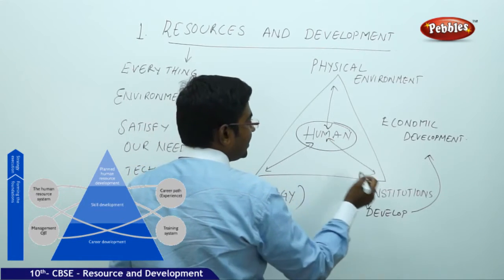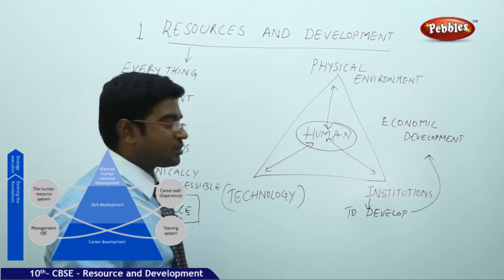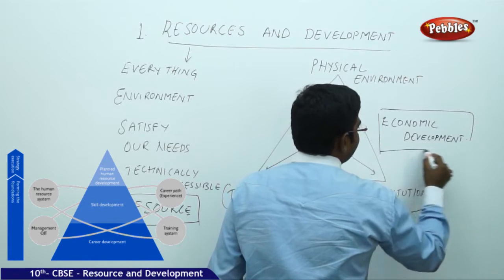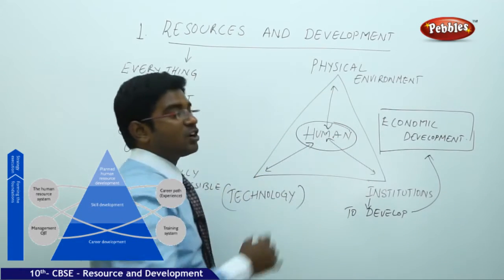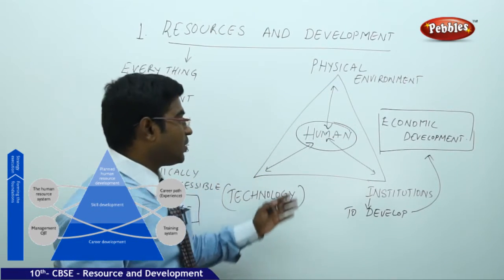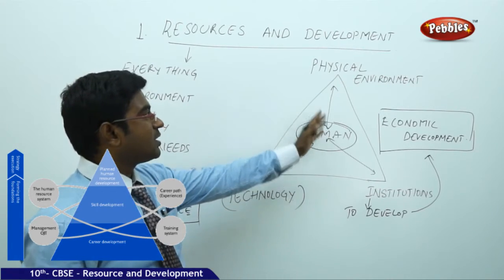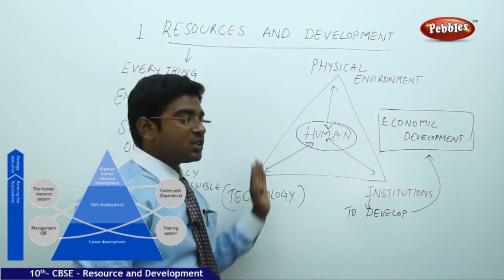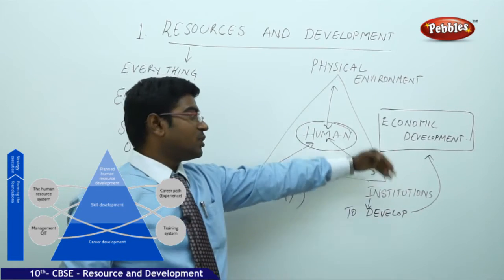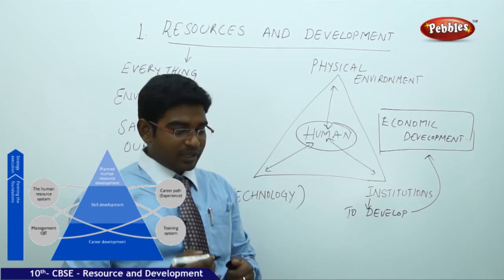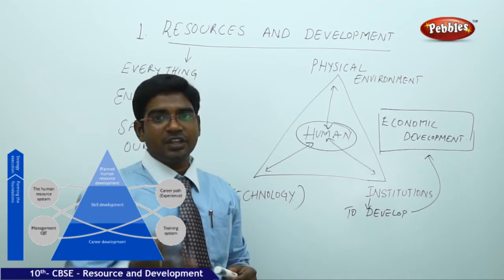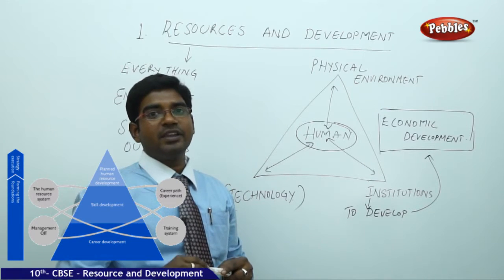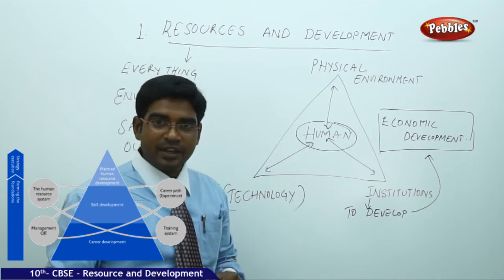For that purpose only we establish the institutions, and these institutions bring for us the economic development. So in order to bring the economic development of a nation, we need to understand that humans derive their resources from the nature using the technical knowledge and assign the institutions to develop the economic development. That is how the economic development of a nation is directly linked with the available resources in the country or on the soil of the nation.